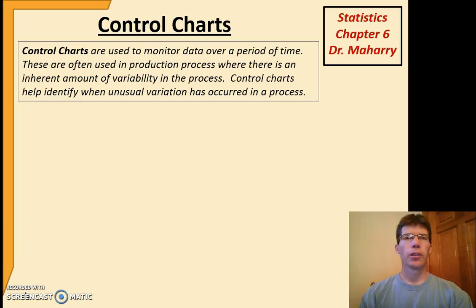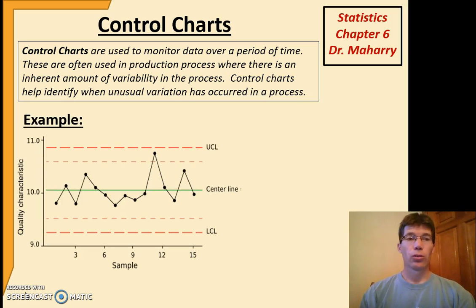In this video, we will look at control charts. This is a topic in Chapter 6 of your textbook. So a control chart is often used to monitor data over time. Often in various production processes, people want to monitor to see if a process is out of control. Are there unusual values that are popping up that would indicate the process needs to be adjusted?